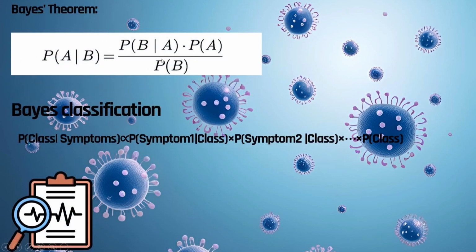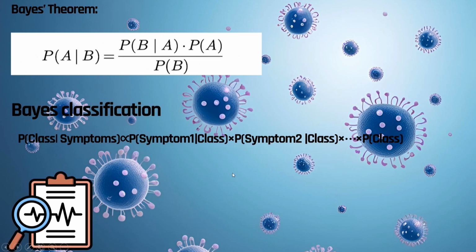This is the Bayes theorem. Naive Bayes is a probabilistic machine learning algorithm that is based on Bayes theorem. It is widely used in classification tasks. The Bayes theorem tells us how to update a probability when we get new evidence. In my case, the evidence is the patient's symptoms and I want to update the probability of each disease based on that evidence. This formula is the foundation of Naive Bayes classification.